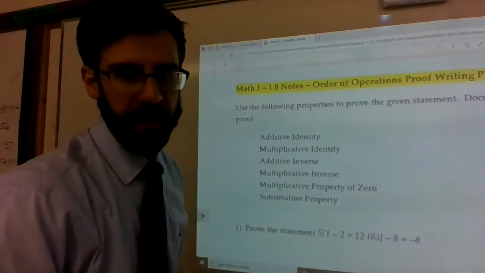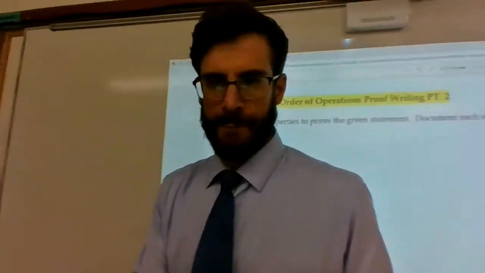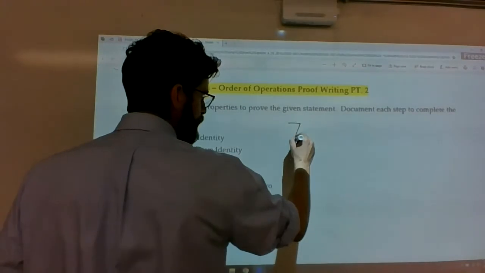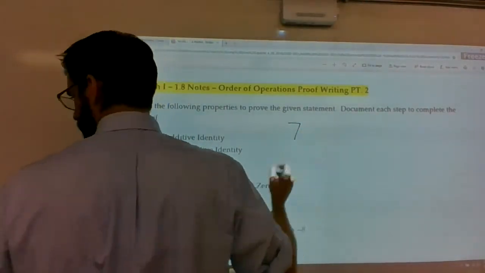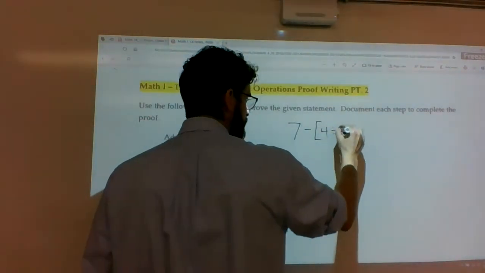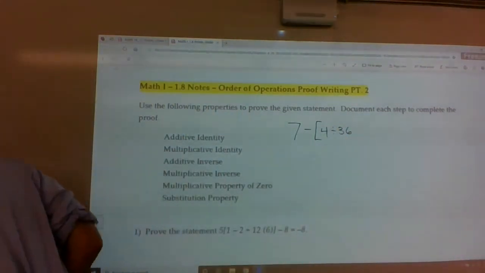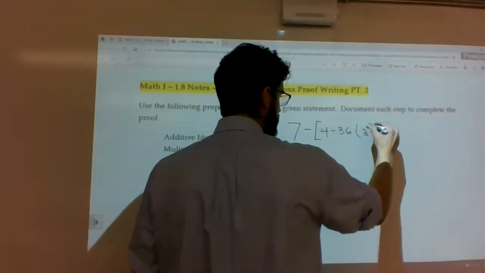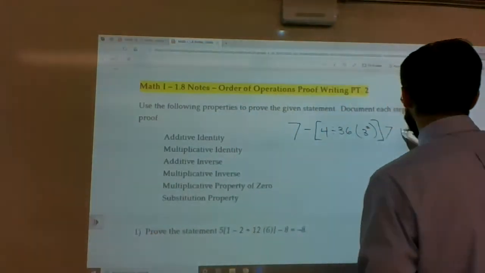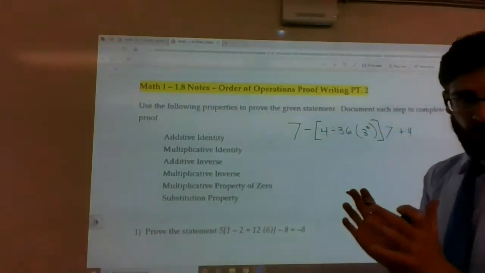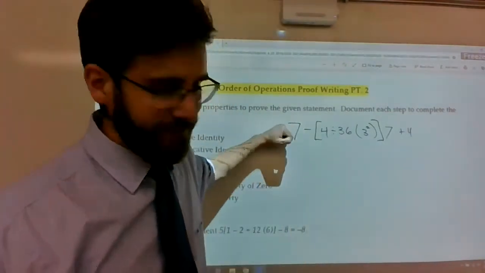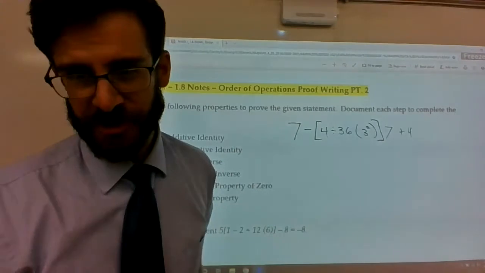I'll just go ahead and rewrite it over here. So number 2 on this notes document is 7 minus, in brackets, 4 divided by 36, parentheses 3 squared, with a bracket closing it up, and then 7 plus 4. We're showing that it equals 4. That was the original statement given. But since we're starting the proof, I'm just going to say, that's my given. We're starting the proof now.